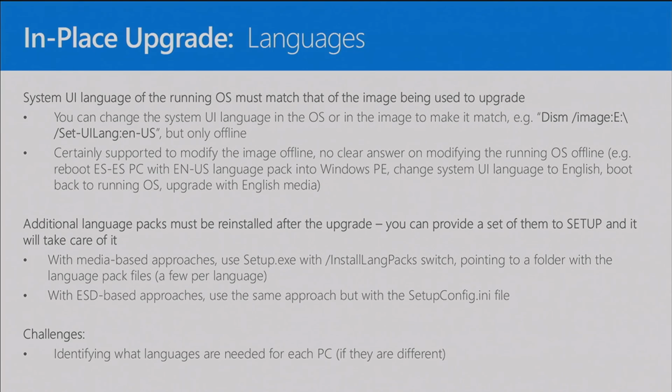So there are some challenges around that scenario if you have lots of different base languages in use in your environment. If you're a multinational company and you've deployed a Spanish image in one location, and English in another, and a Japanese in a third, you may need to have 3 sets of upgrade media, one targeting each one of those. What we'd recommend to avoid that is to use a common base system UI language for all of your PCs, whether that's English or something else, and then layer additional language packs on top of that. Then you would only need 1 set of media to upgrade all the PCs.